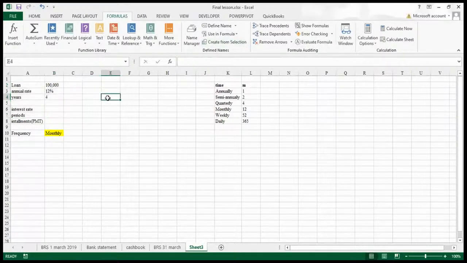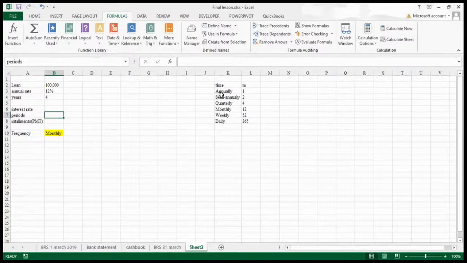So if I do that, when you now come back to this, it is not called B2. Instead, it is now called loan. If I come here, annual rate, here, years. So it is now defined. We have changed the name of the cells.